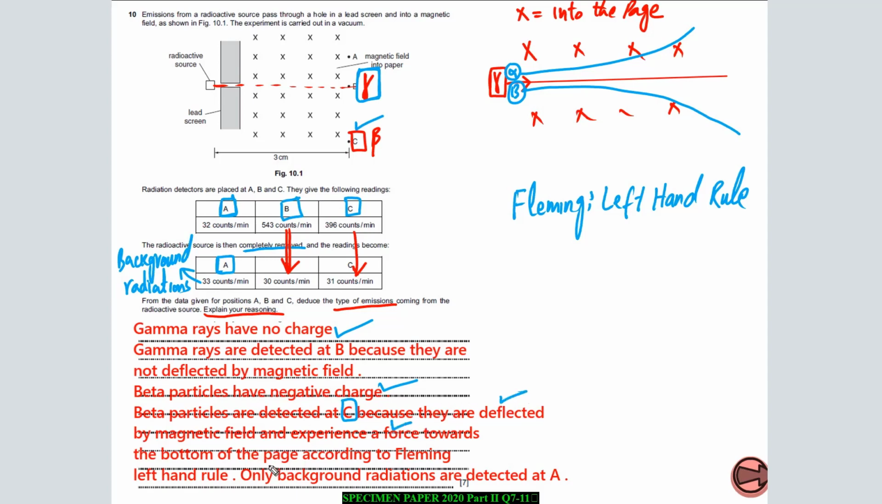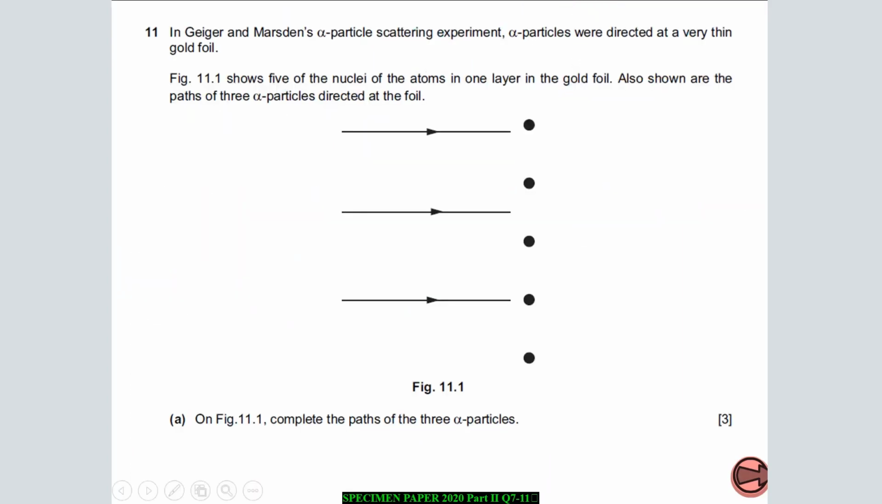And the experienced force is towards the bottom of the page, which means they go like this. This one is better. So they go like that because the force on them is towards the bottom. So that's all. And at point A, there are background radiations. So only background radiations are detected here.